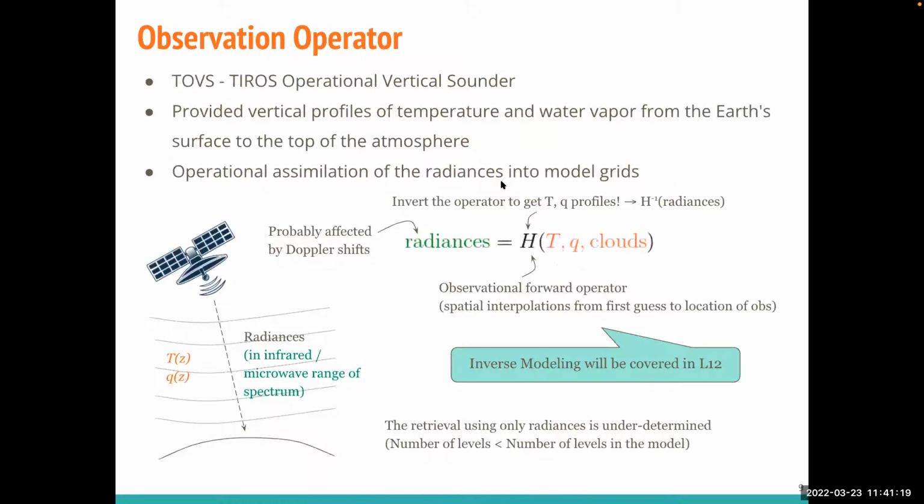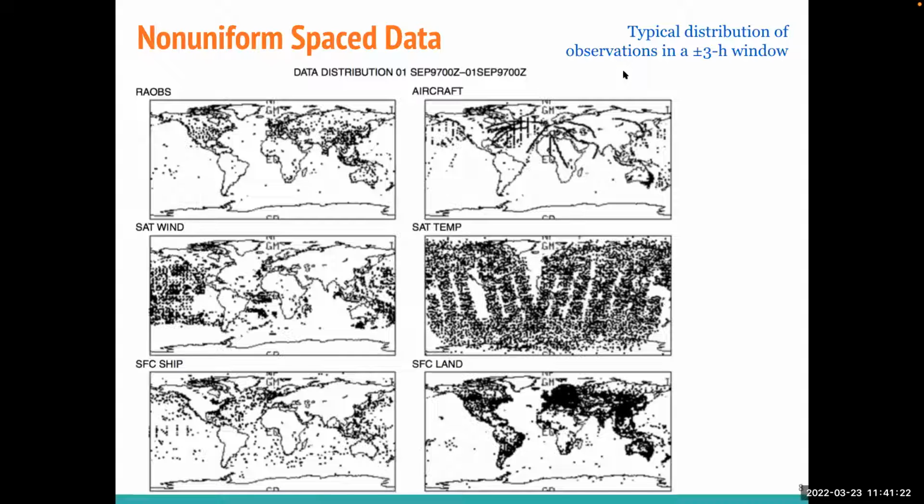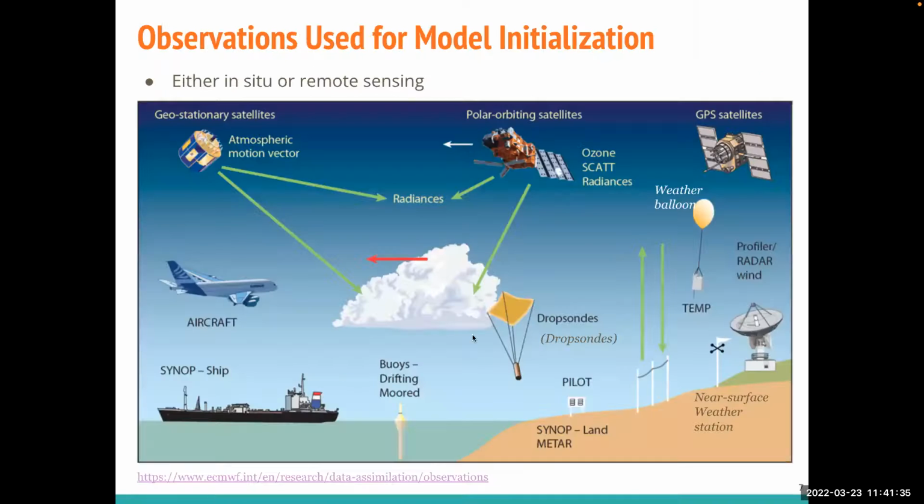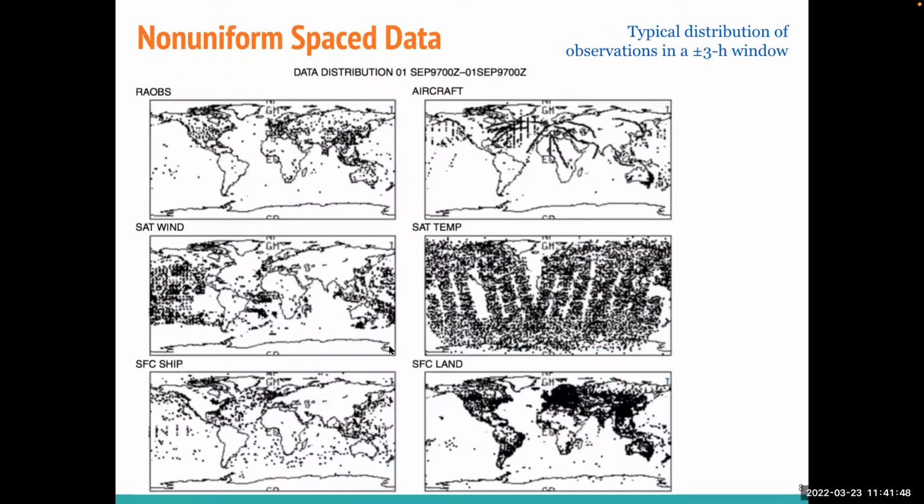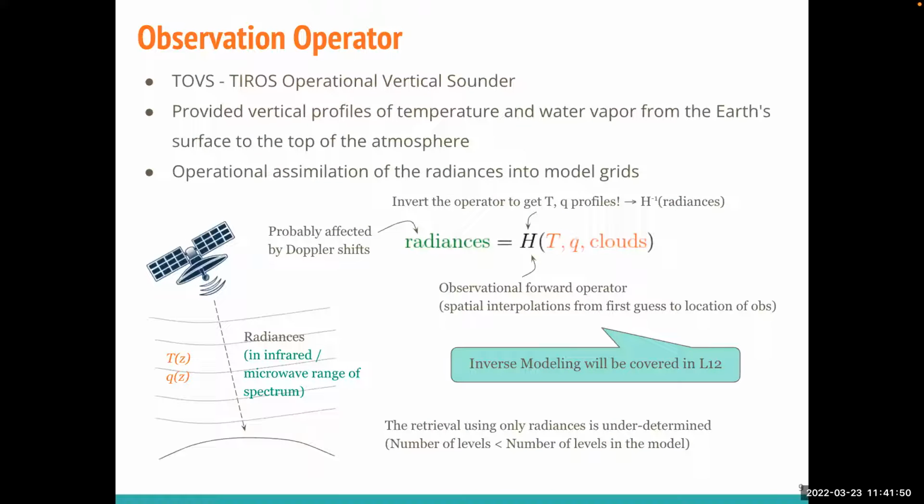Okay, so you can see that it's more of a pain to deal with this plus or minus 3 hour window because they're not measured at the same time. So some of the things here are measured at the same time all over the world, for example this weather balloon and also the land surface weather station, but most of them are not in sync over time. So we need to deal with that.